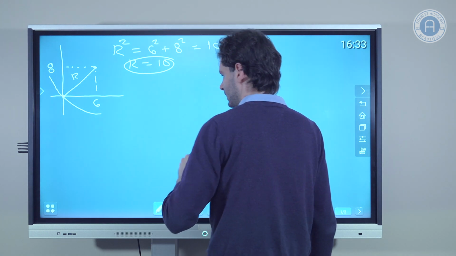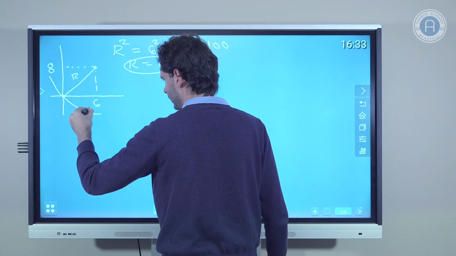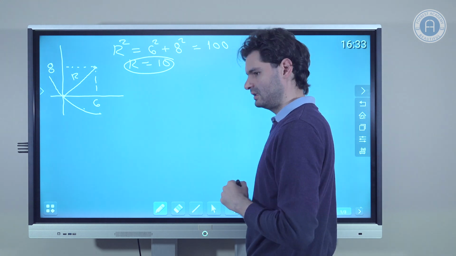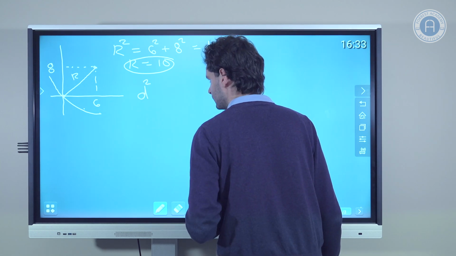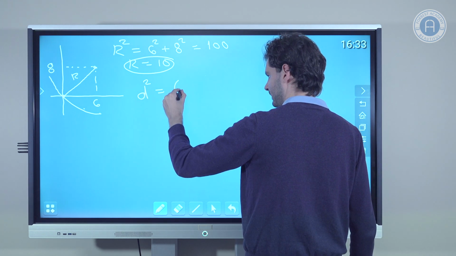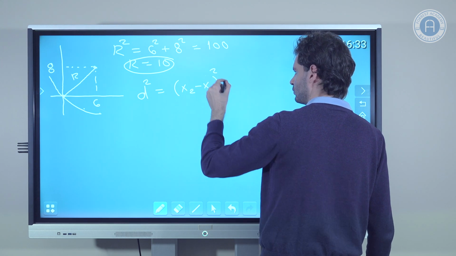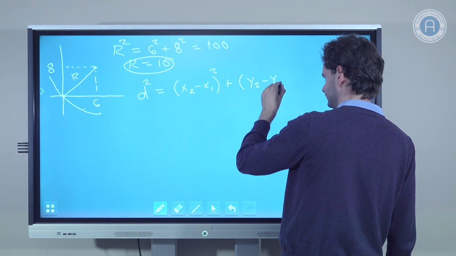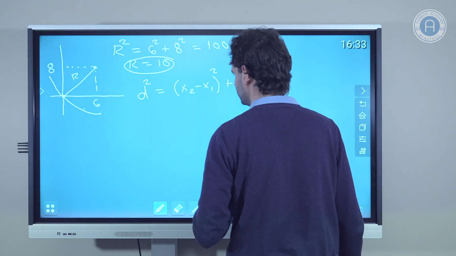Okay, now we need to check if those points given correspond to points in the circle. To do that, let us remember how to find the distance between 2 points. The distance squared between 2 points is (x2 minus x1) squared plus (y2 minus y1) squared. So this formula gives you the distance between 2 points.